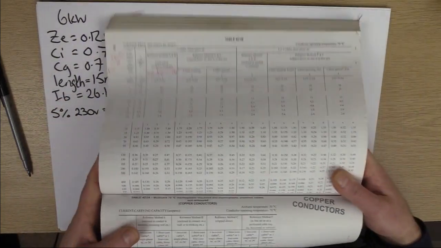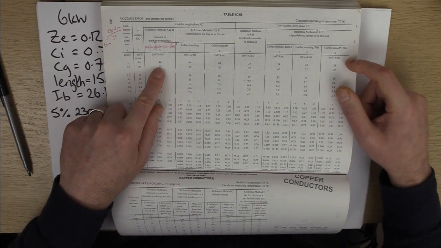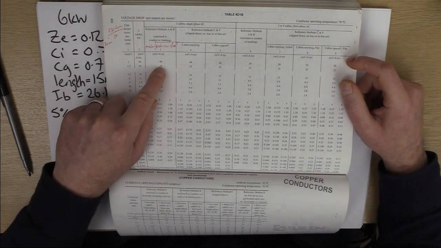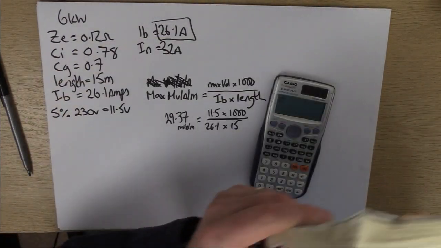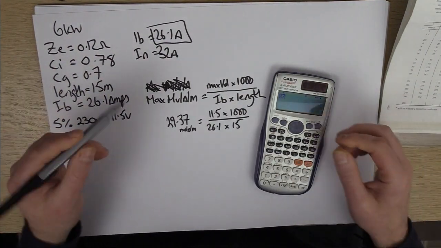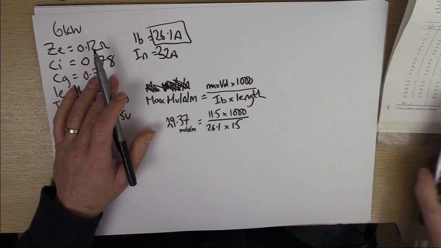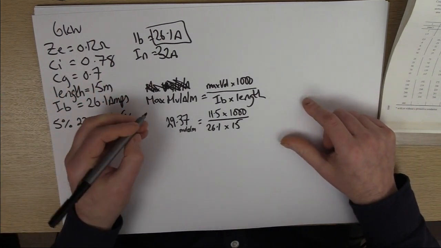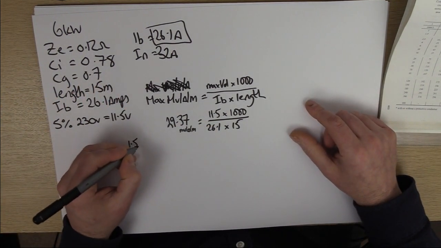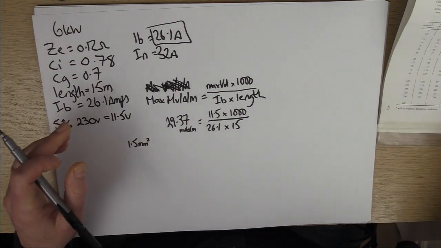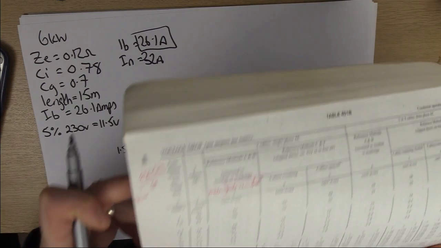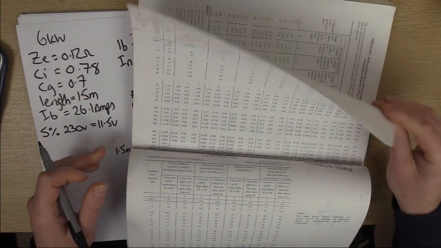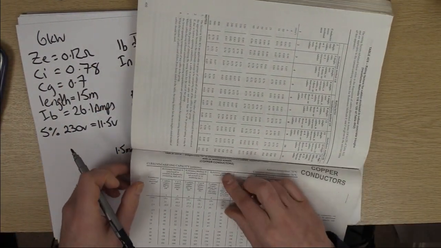Was it 29.37? So it can't be a 1 mil, but a 1.5 would work. But look, we know it ended up as 16 mil, so I think we know where this is going to go. So we're saying 1.5 mil. Well, I'll just go through the method anyway. Now we need to know the IT of a 1.5 mil in those conditions.